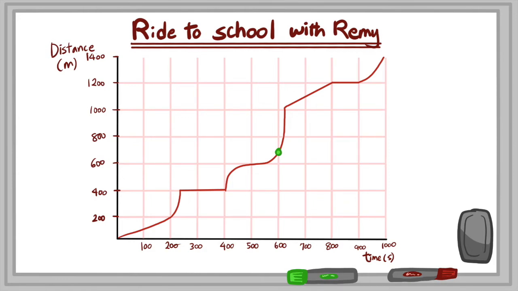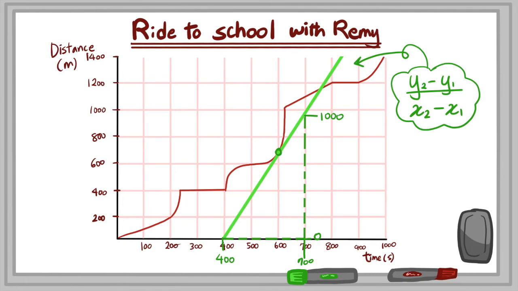To start, find the point at 600 seconds and carefully draw a tangent there. You're now going to get the gradient of this line. You know, (y2 minus y1) over (x2 minus x1). In this case, it will be 1000 over 300, and that'll give you 10 over 3 meters per second, or 3.3333, you get it. Easy!